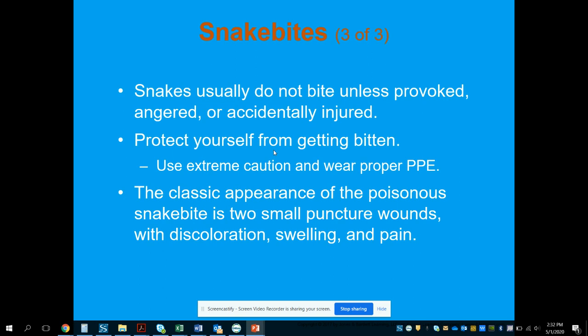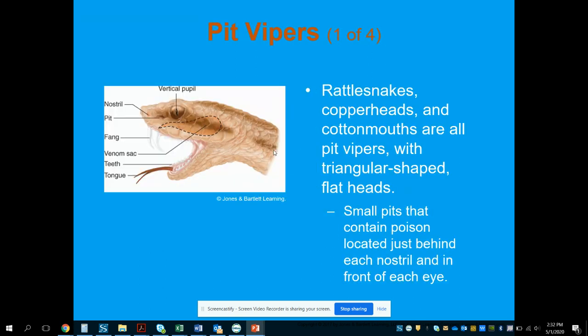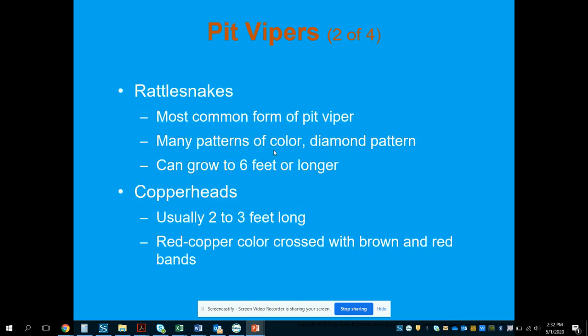The classic appearance of the poisonous snake bite is 2 small puncture wounds with discoloration, swelling, and pain. Now, pit vipers like rattlesnakes, copperheads, and cottonmouths have triangular-shaped flat heads. Small pits that contain poison are located just behind each nostril and in front of each eye. So you can see how that venom is distributed through the bite.